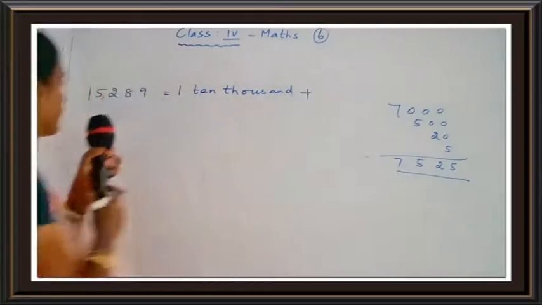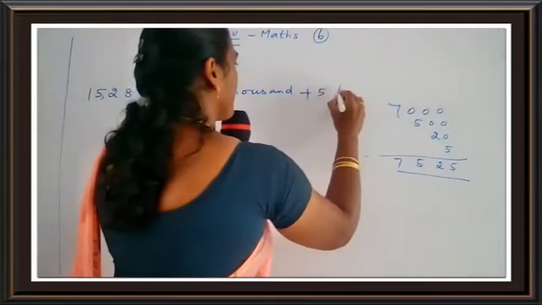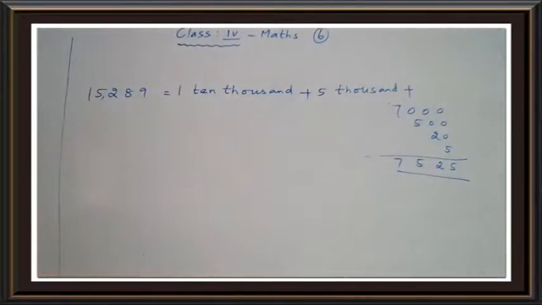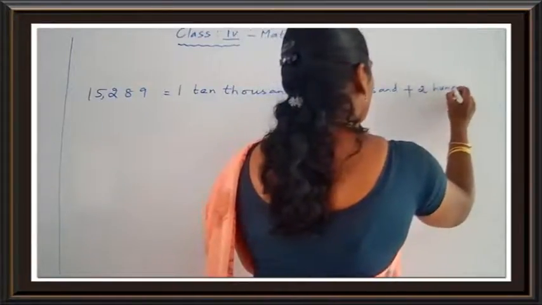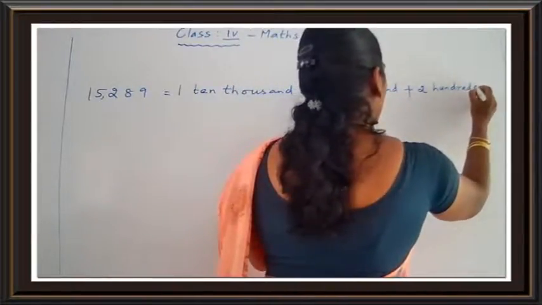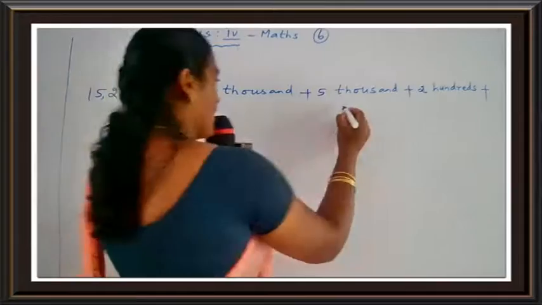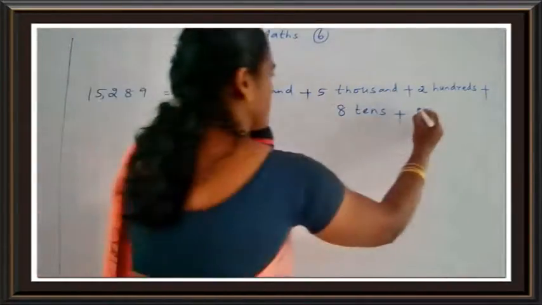next digit 5. Okay, 1, 10, 100, 1000. So 5,000. Okay, 5,000 plus next. What is the place value of the next digit? 2. 200s. Okay, plus next. What is the place value of the next digit? 8. 8 ones. Sorry, 8 tens. 8 tens plus 9 ones.